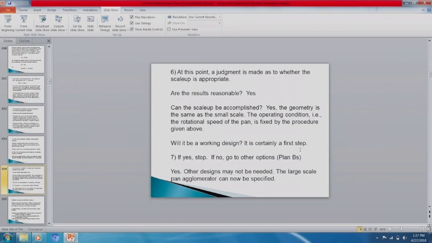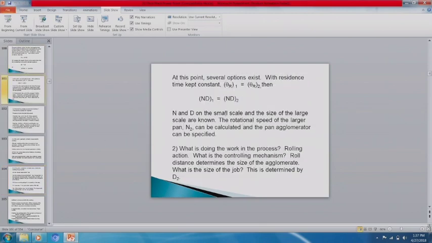Will it be a working design? It's certainly a good first step. Basically, this is the famous equal tip speed concept that floats out there. Oftentimes, people think that equal tip speed equals equal performance. Well, in many cases it does, and in many cases it doesn't.